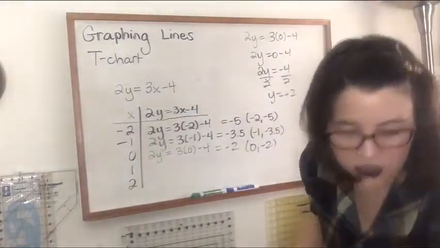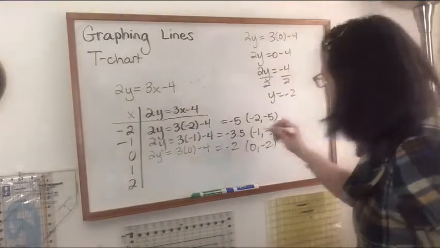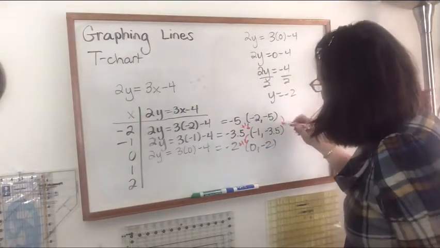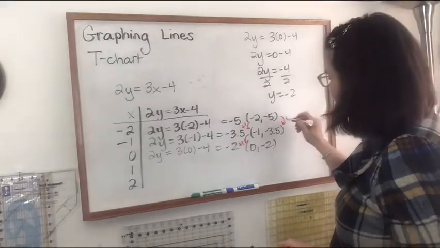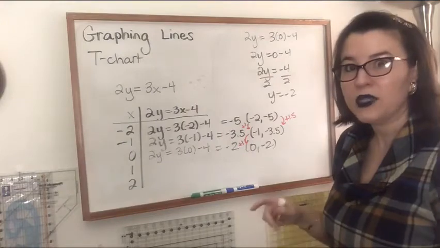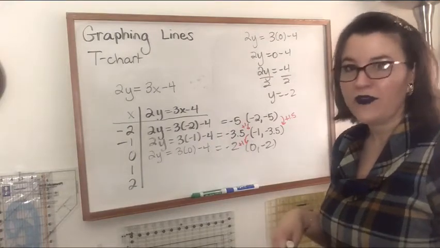Let me set my eraser down. Sorry, I only have 2 hands. To get from -5 to -3.5, double check my math. -5 plus 1 is -4, plus 0.5 is -3.5.